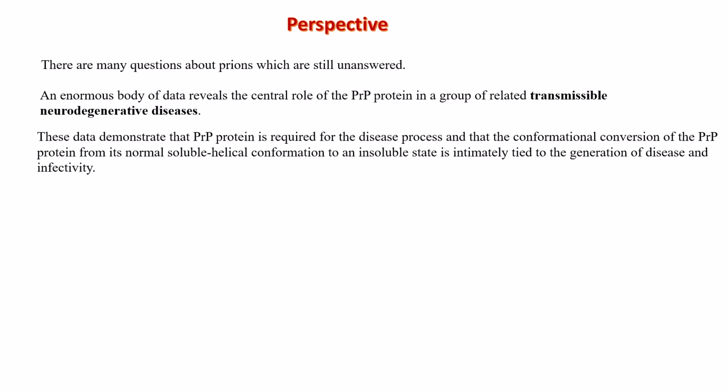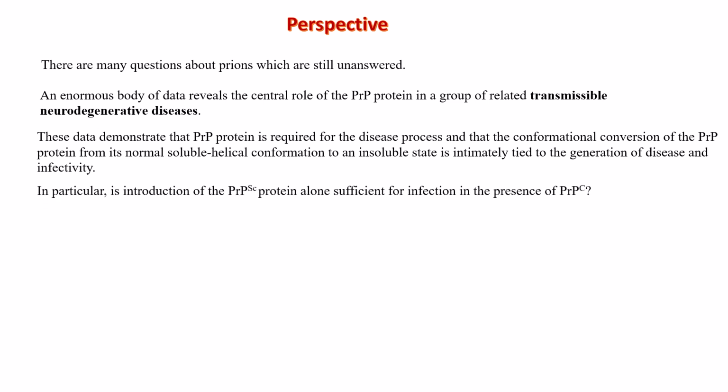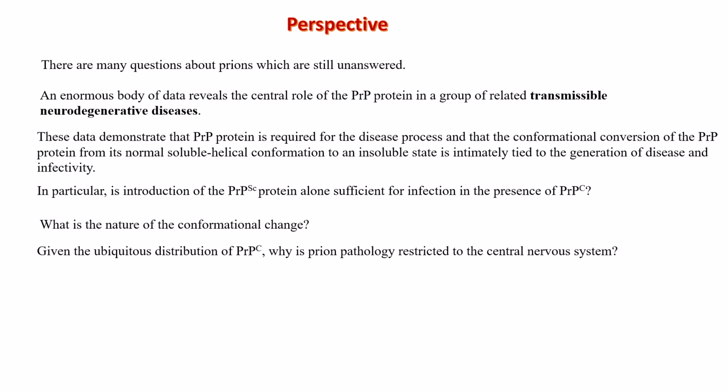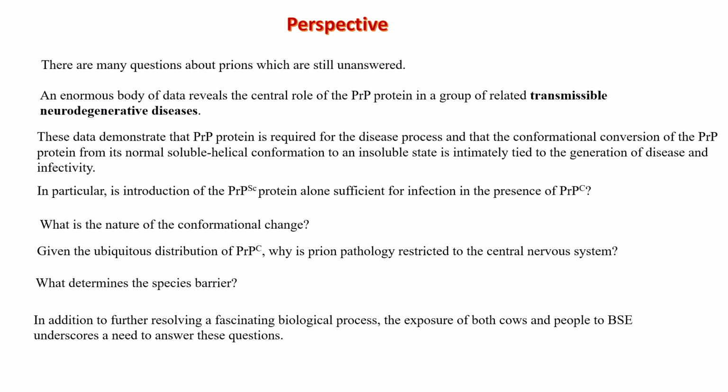Much about the conversion process, however, remains unclear. In particular, is introduction of the PrP-Sc protein alone sufficient for infection in presence of PrP-C? What is the nature of the conformational change? Given the ubiquitous distribution of PrP-C, why is prion pathology restricted to the central nervous system? What determines the species barrier? In addition to further resolving a fascinating biological process, the exposure of both cows and people to BSE underscores a need to answer these questions.